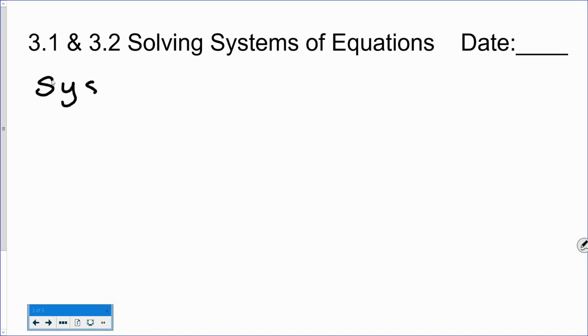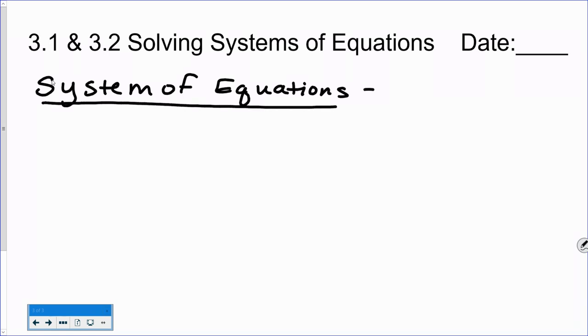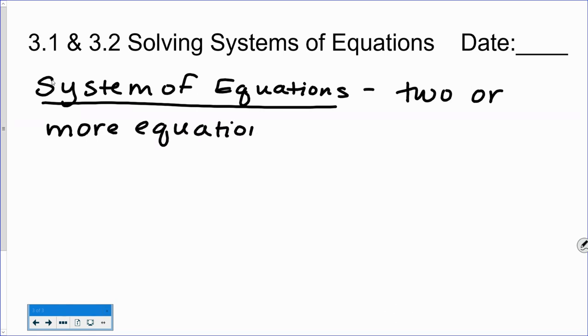So the definition for a system of equations would mean that there are two or more equations. We will only deal with two equations. In your book, you can look into more problems and they'll deal with three. It's similar, but just a lot more work. All right, we'll have to find solutions to a system.